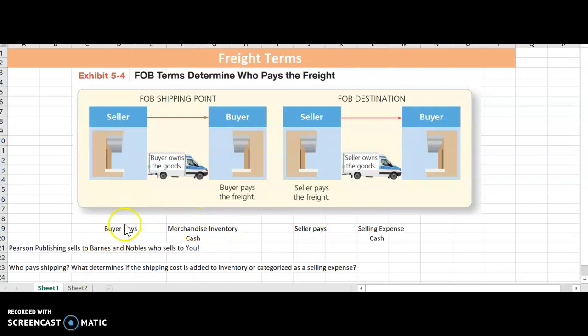So if you're buying it and you have to pay the shipping, you debit merchandise inventory. If you're selling the inventory and you have to pay the shipping, you would debit selling expense. So if the buyer pays shipping, debit inventory. If the seller pays shipping, debit selling expense. You could even call this delivery expense, but it will fall under the selling expense.